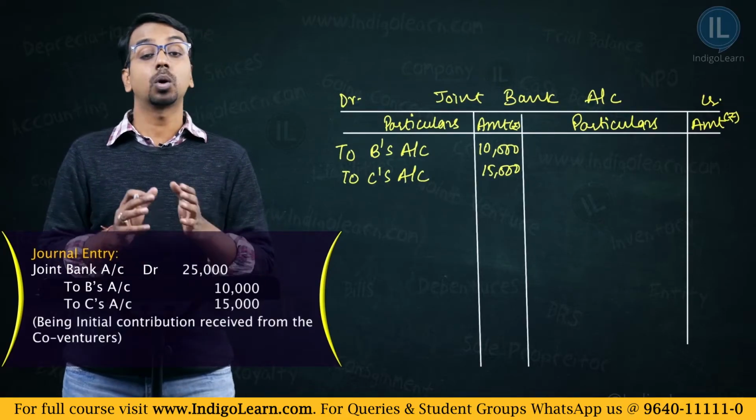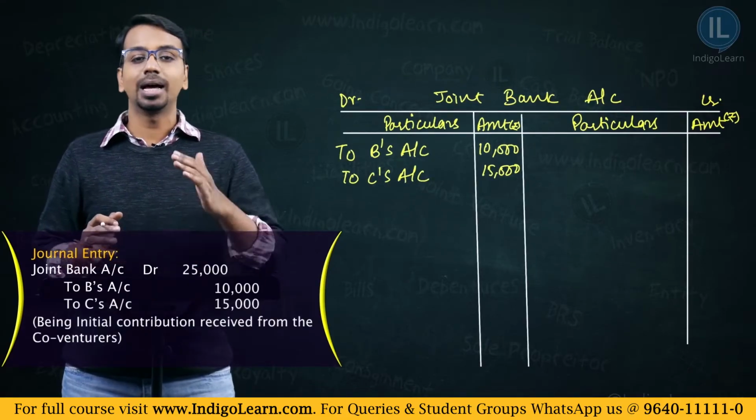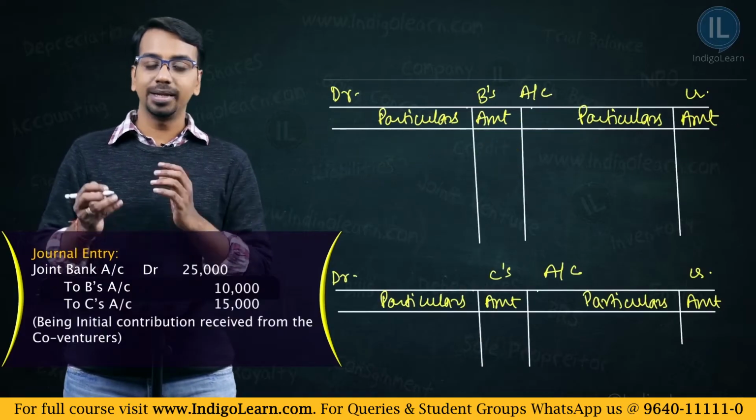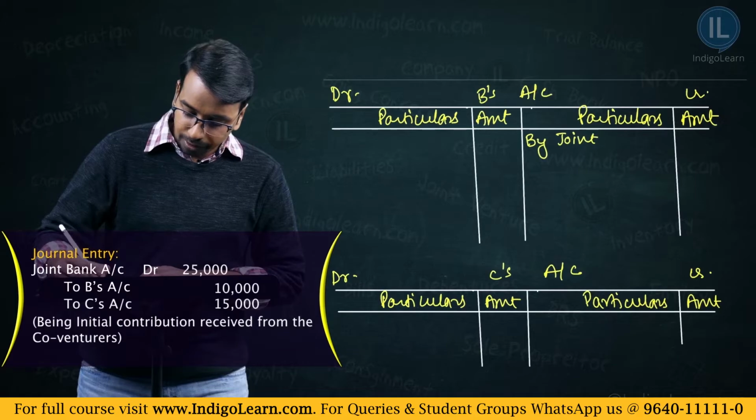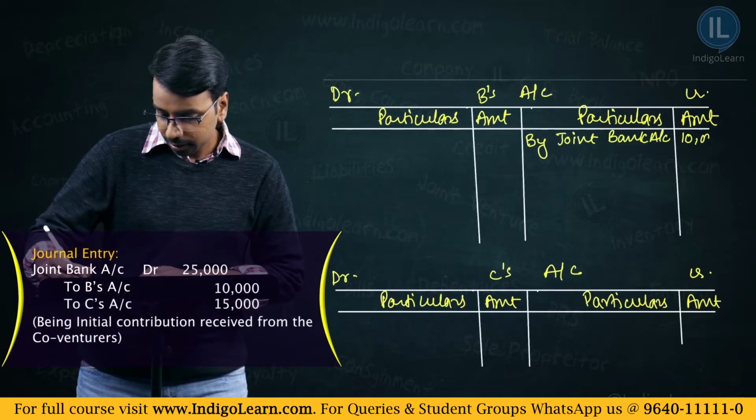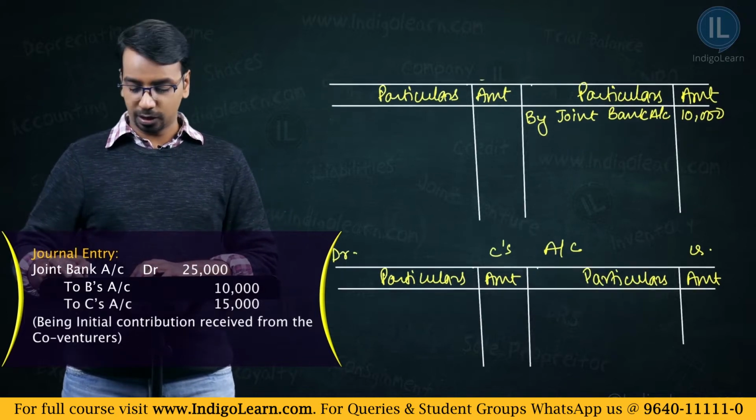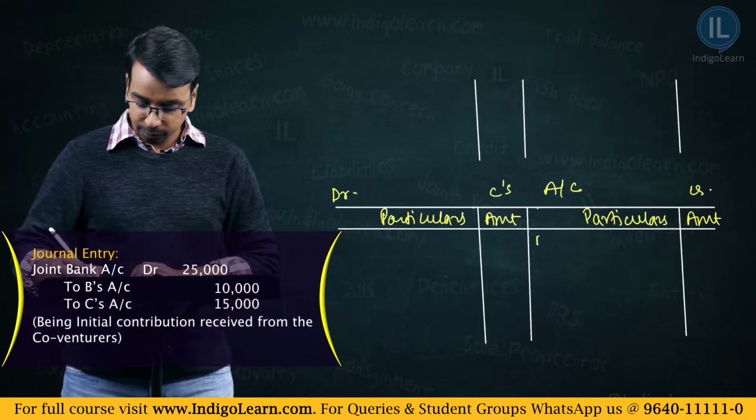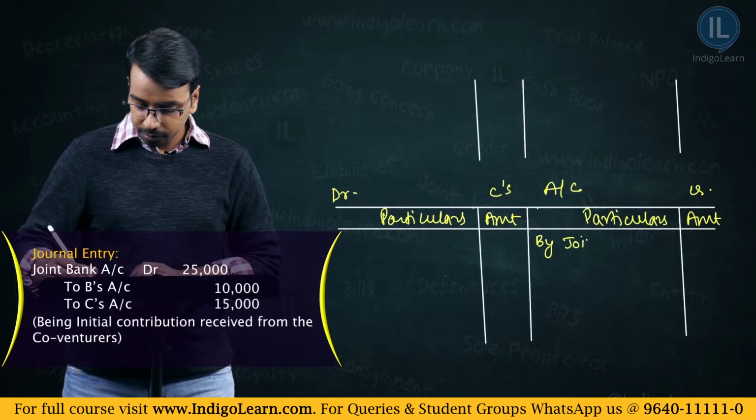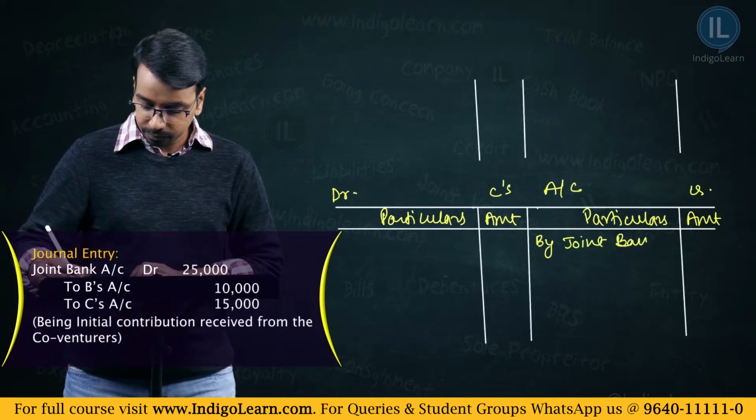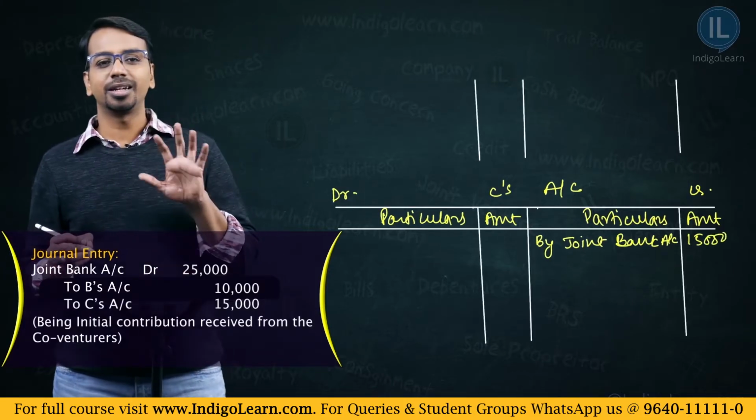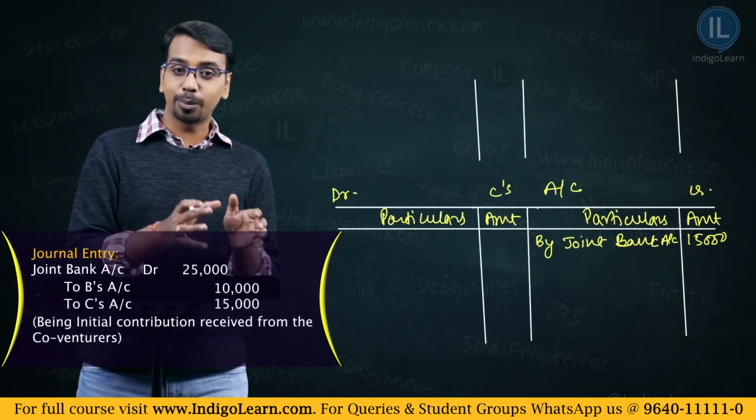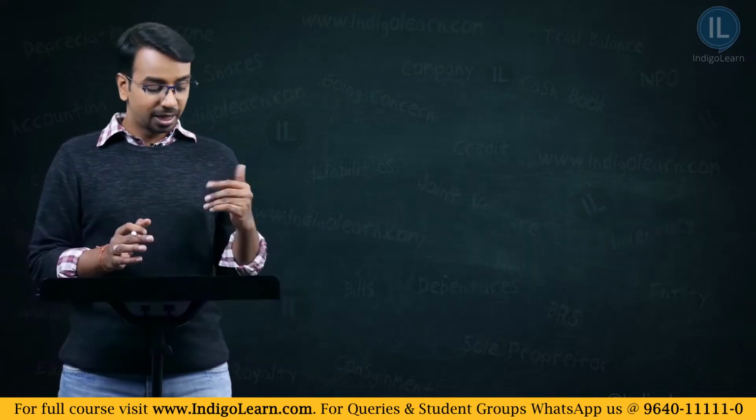These two entries will have a corresponding impact in B's account and C's account. So in B's account you will say by joint bank account 10,000 and in C's account you will say by joint bank account 15,000. Doesn't it look like an initial capital contribution entry? It exactly looks like that. Read further.